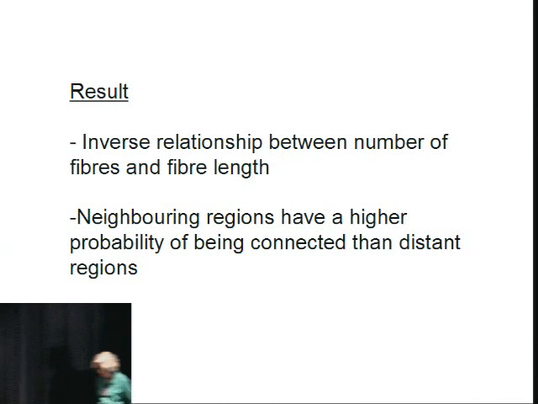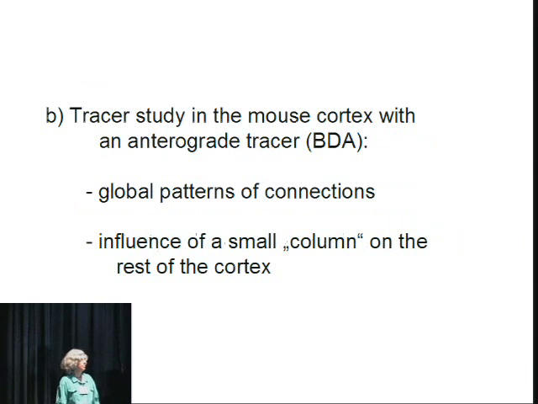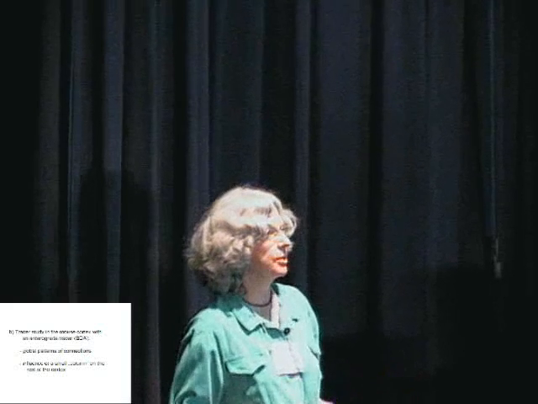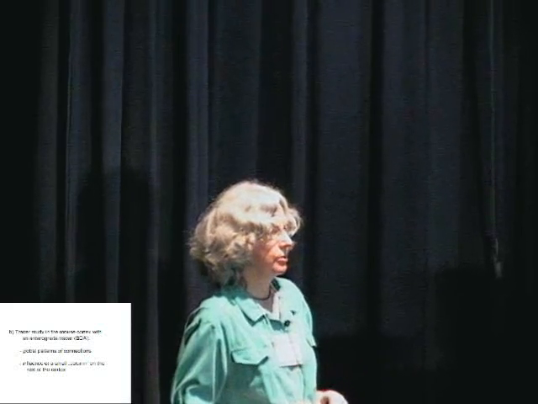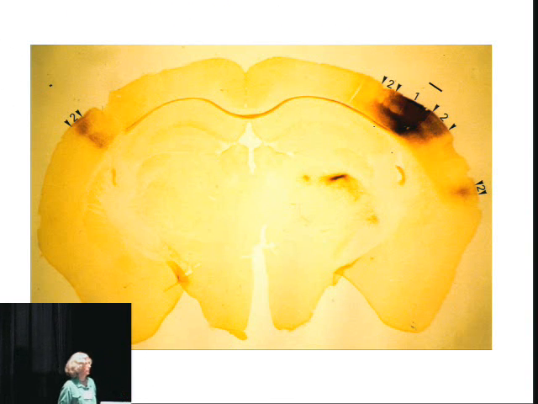Now, the theoreticians ask us questions we cannot answer on the human brain. So for the very last part, let me switch back to the mouse brain and answer 2 questions, namely, what is the global pattern of connections over the cortical surface, and what is the influence of a small column on the rest of the cortex? This is work done with a tracer study, an anterograde tracer, which looks like this.